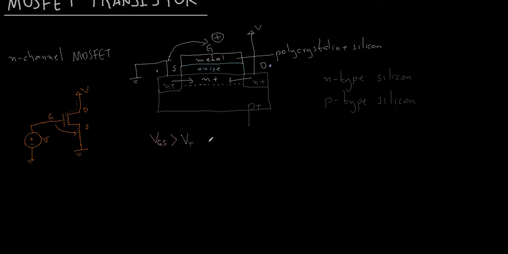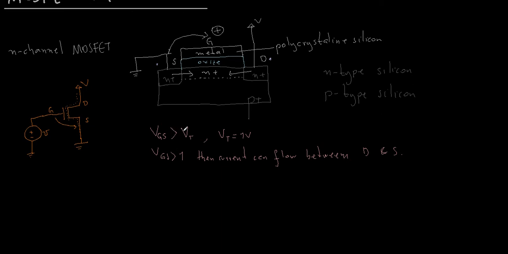Then current can flow between drain and source. So this is the first requirement. If VGS is less than the threshold voltage, then no current can flow because the channel will be really small. And so very little current can flow between the drain and the source if VGS is less than V threshold. So the first requirement is VGS has to be greater than V threshold.